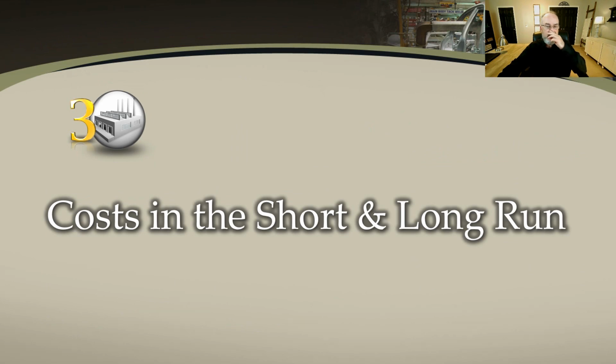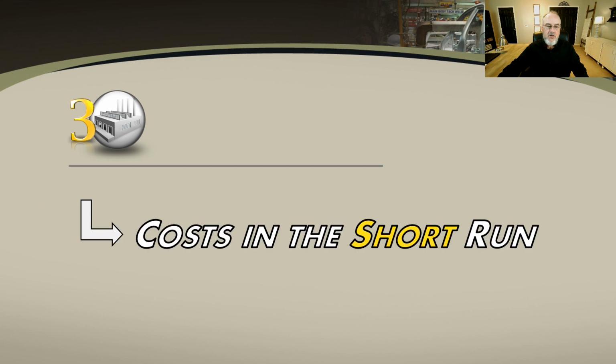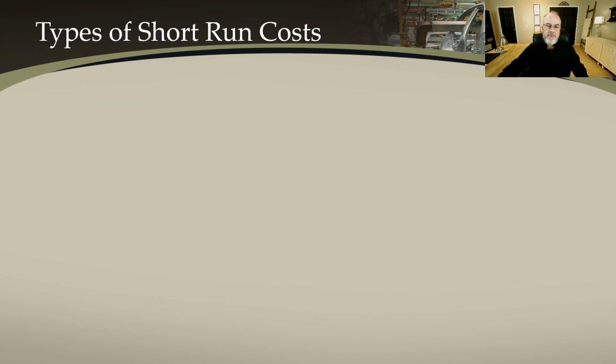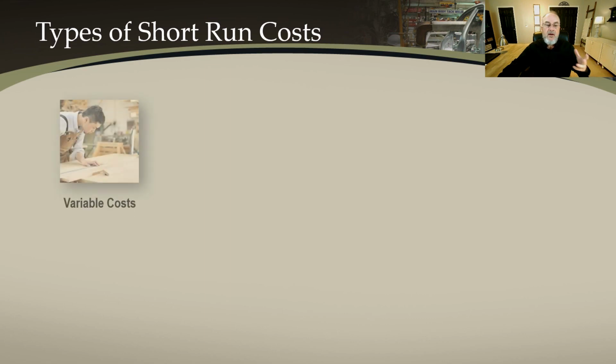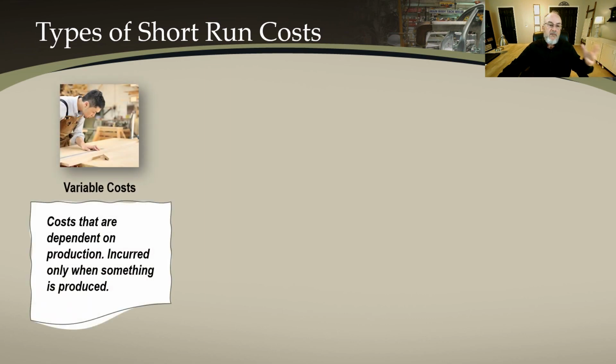Now let's finish up here briefly talking about costs. We're talking about resources. Now let's talk about our costs in the short and the long run. First, costs in the short run. Well, as with resources, we have variable costs. These are costs that are dependent on our production, and we only incur those costs when we produce something. So if I shut down the restaurant and send everybody home, my variable costs go to zero because I'm not producing anything. That's a variable cost.